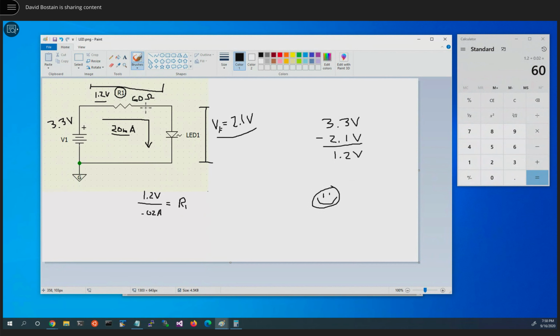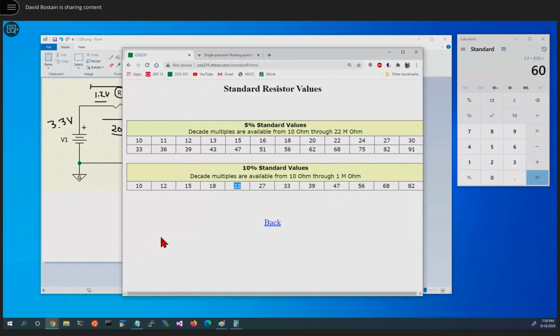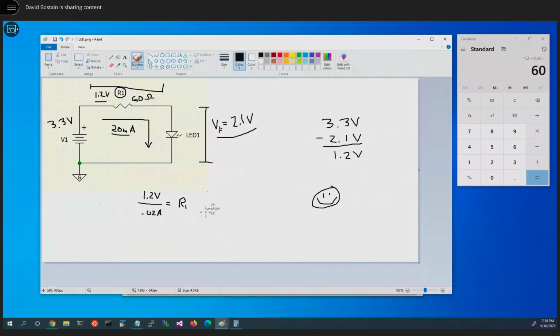But then we realize, what if we go to Radio Shack and can't get a 60 ohm resistor? So let's see if we can. We have a 68, and we have a 56. We have a 68, we have a 62. And what did we need? 60? That 62 sounds pretty close. 56 is further away than 62. So let's get a 62 ohm resistor. So we have 62 ohms. And we saw that had to be at 5%. It wasn't available at 10%.